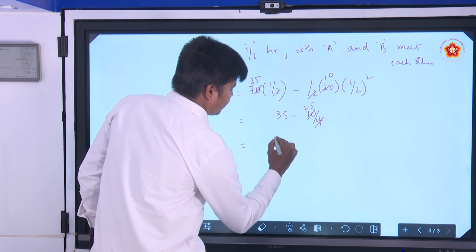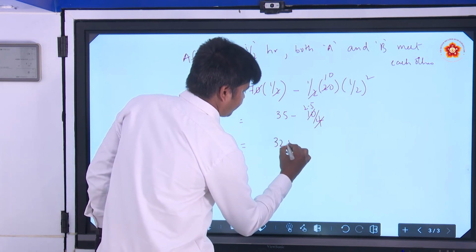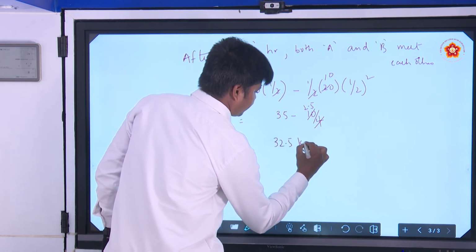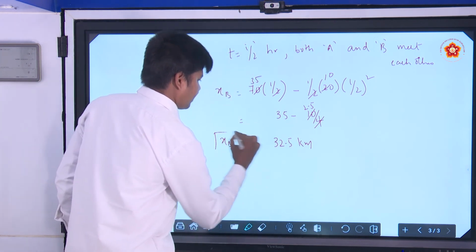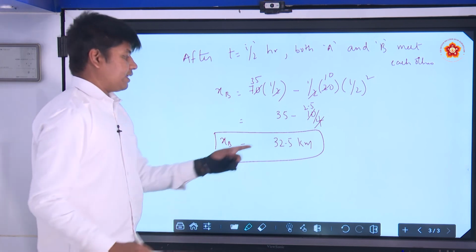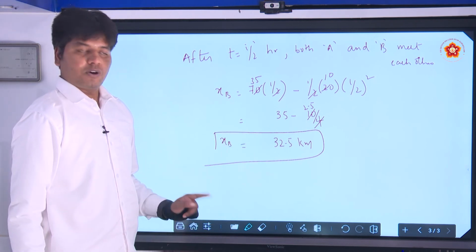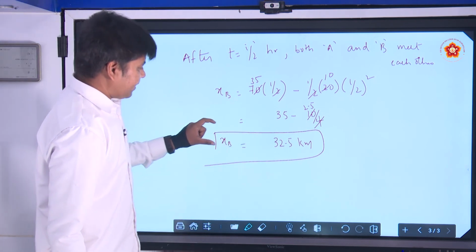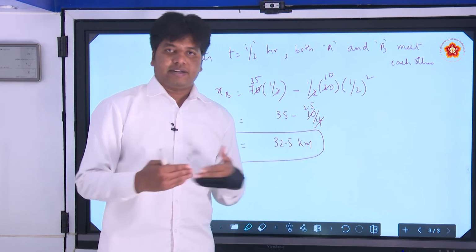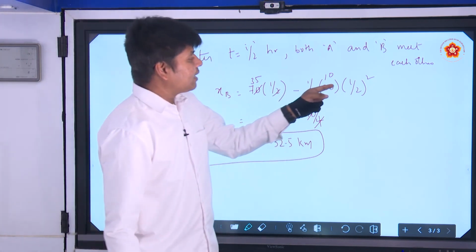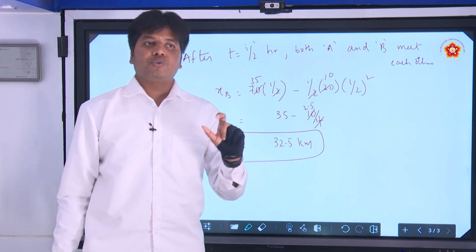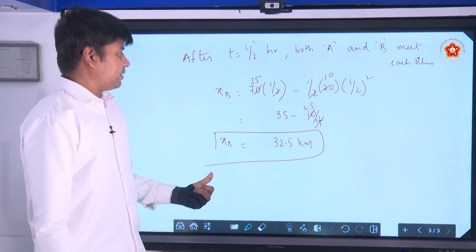That becomes 32.5 kilometers. So xB travelled 32.5 kilometers. All right. So after travelling 32.5 kilometers, the two met. So after how much time did they meet? They met after half an hour, that means 30 minutes, they met.